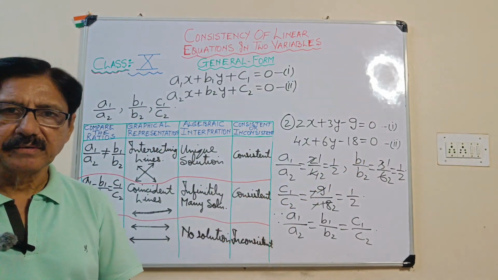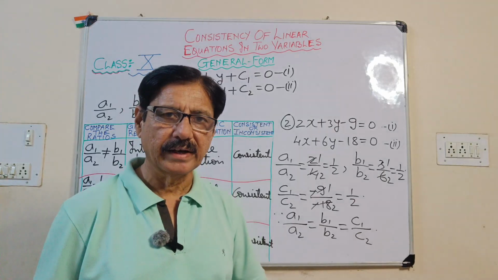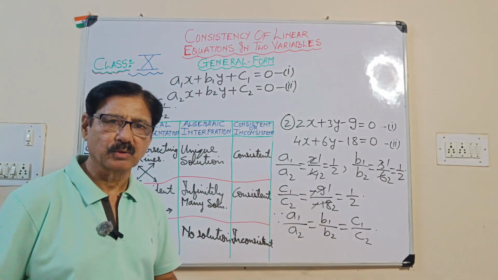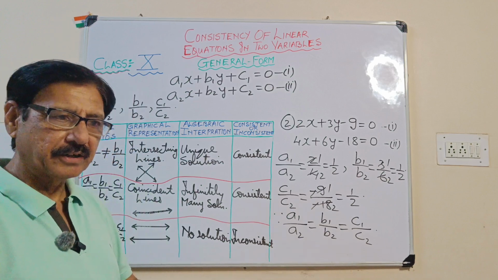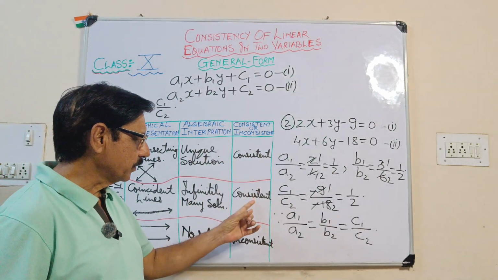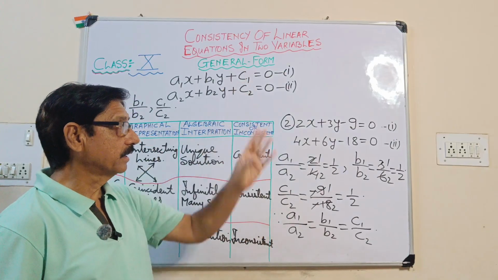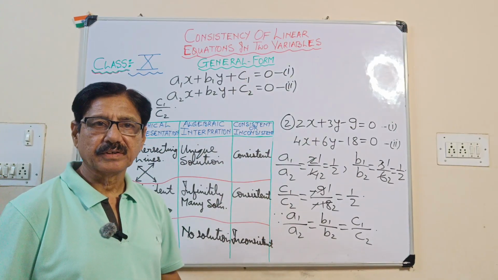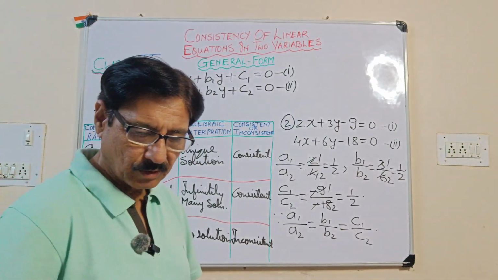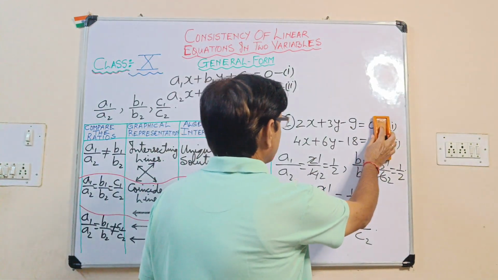In my previous video I also explained that whenever a solution is there, whatever the type of solution, that is a different thing, but you are getting a solution, so the pair of linear equations is consistent. That's why we are checking the consistency of the equations. Now for the third case, we will take one more example.